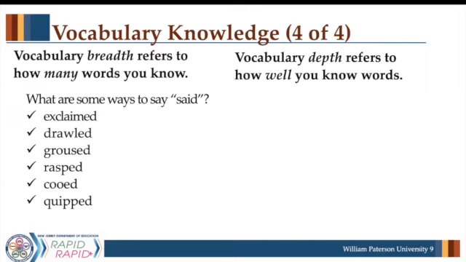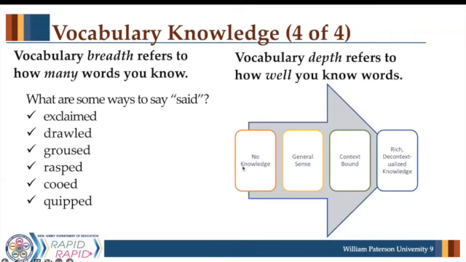We also have a depth of knowledge when we think about vocabulary. How well do we know words? So we could have no knowledge at all, a general sense. I've heard that word, it's kind of familiar, or a context bound. Like I understand when someone uses the word in context, but otherwise I really wouldn't know what that word means. And then a rich decontextualized knowledge. So that means I can hear that word out of context and I know exactly what that means.